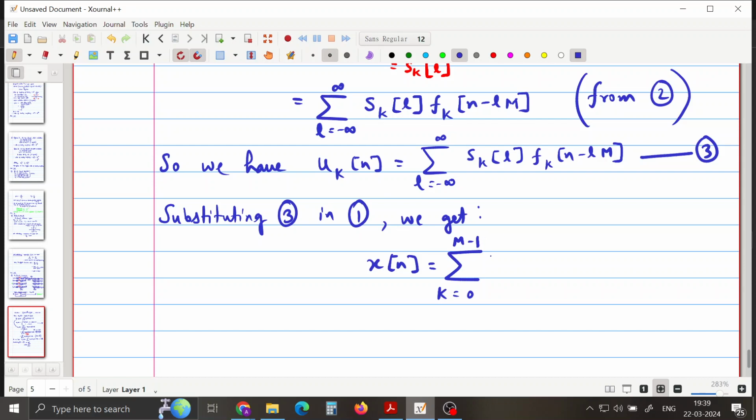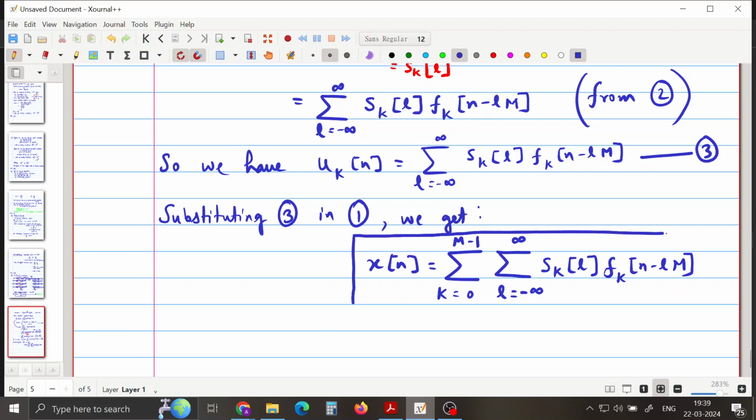Now uk of n from equation 3 is, so there will be two summations, right? Correct? I'll again enclose this key equation in the box, right? So this is another form of x of n that we obtain.